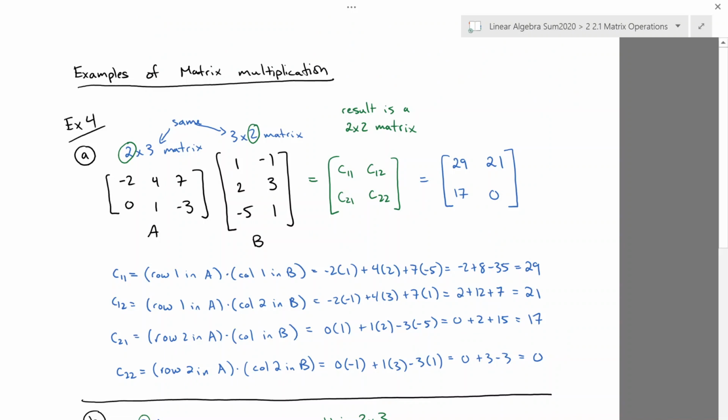Okay, so going back to the calculation on this example on page 3, I see I've made a mistake in the first entry here, right? When I took the dot product of this row with this column, I wrote it out correctly here, and you get -2 plus 8 minus 35, right? So that's -37 plus 8, so that should be -29, and so this entry should be -29.